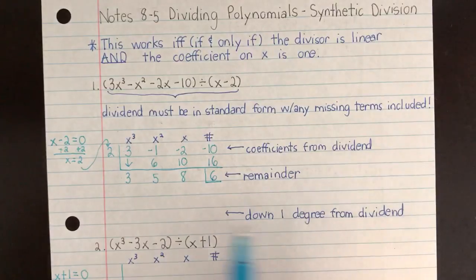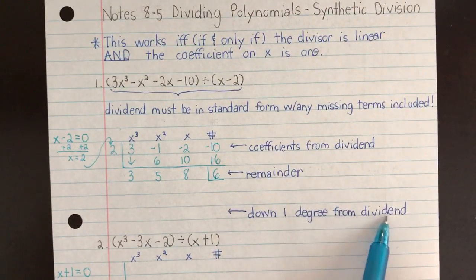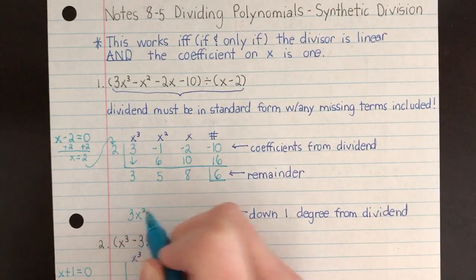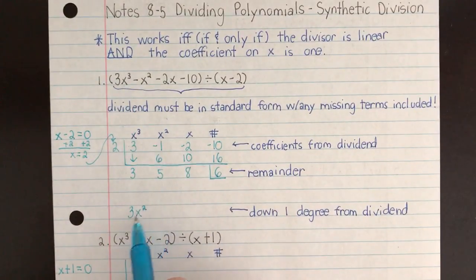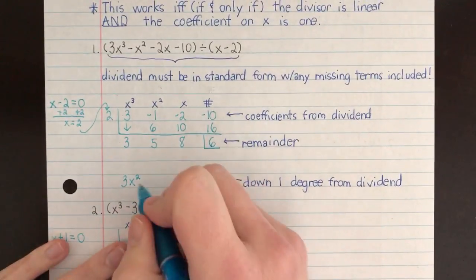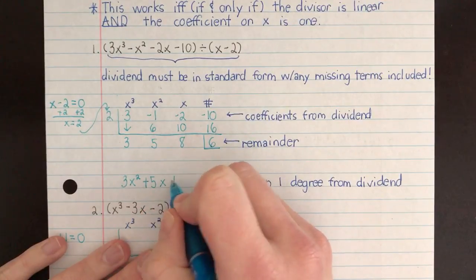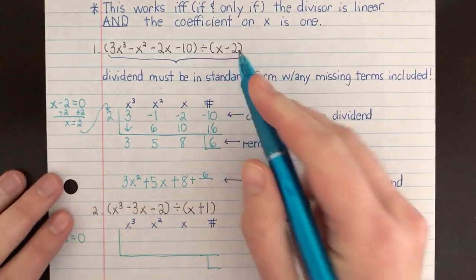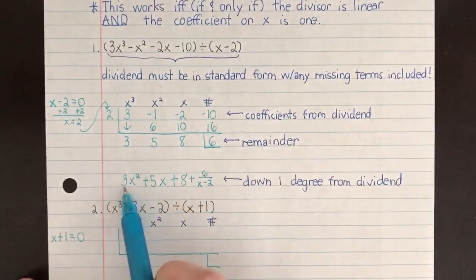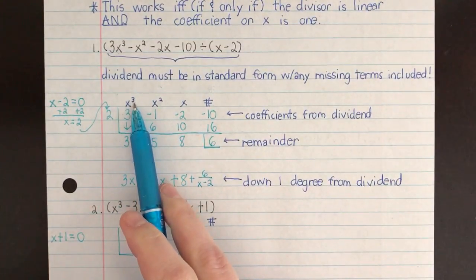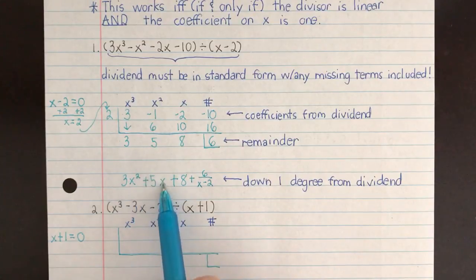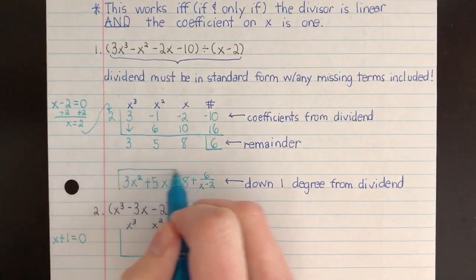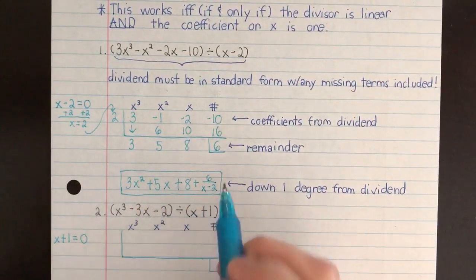So my final answer for this is going to be down 1 degree from the dividend. So my final answer is going to be 3x, this is going to be squared because the dividend was x cubed. So 3x squared plus 5x plus 8 plus 6 over, the divisor was x minus 2. So notice I started 1 degree less than up here, and then I just went down from there. 3x squared, 5x plus 8 with a remainder of 6 over x minus 2. And so that, my friends, is our final answer.